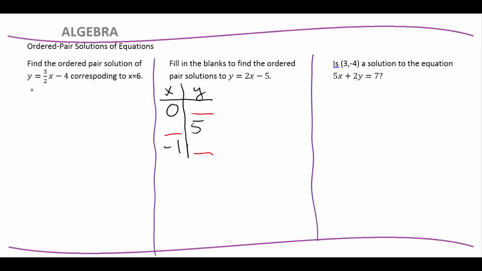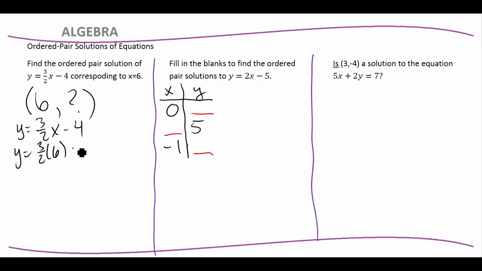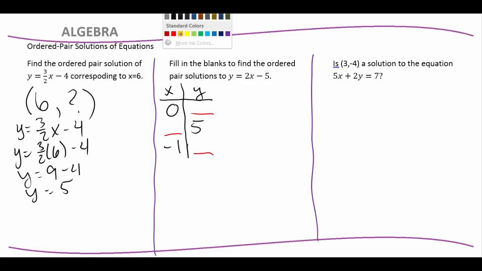So what are we looking for? We have 6 for x, and we don't know the y. So we're looking for the y. How are we going to get the y coordinate? Well, let's start off with our original equation, which is y equals 3/2 x minus 4. We have x, so let's plug in x. So y equals 3/2 times 6 minus 4. 3/2 times 6 is 9 minus 4. So we get y equals 5. So we can put the y equals 5 up here. That is going to be our y.